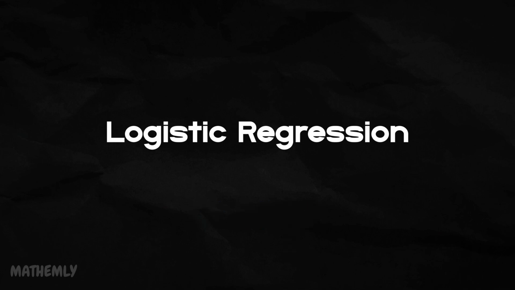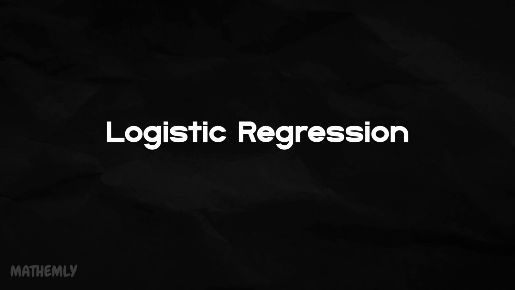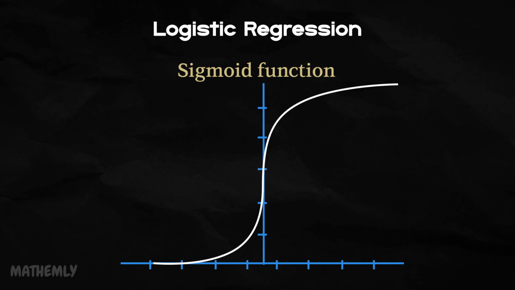Before we jump into the demonstration, let's first understand what logistic regression is and why it's important. Logistic regression is a statistical method used for classification problems, particularly binary classification, where the outcome falls into one of two categories, like yes-no, pass-fail, or 0-1. Unlike linear regression, which predicts exact numerical values, logistic regression estimates probabilities and helps us decide which category an input belongs to. This is achieved using the sigmoid function, which converts predictions into probabilities between 0 and 1.